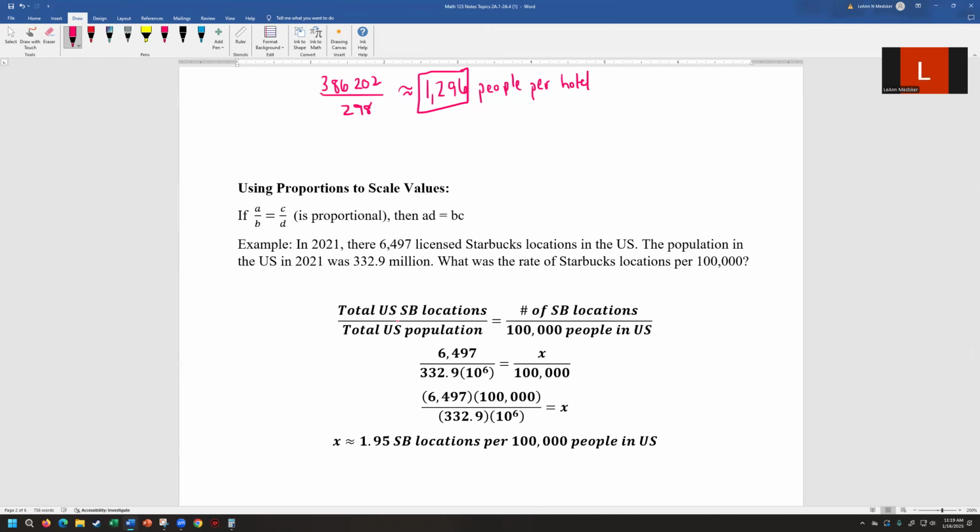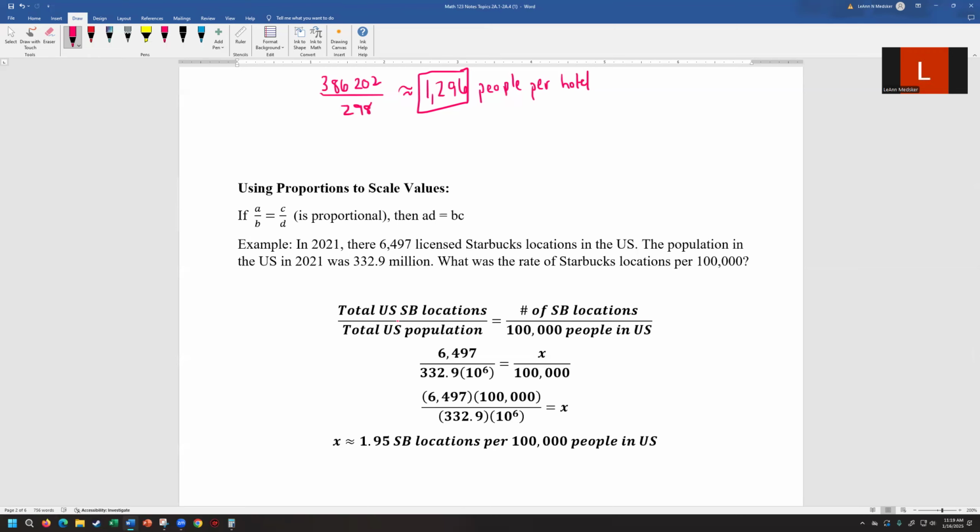Notice this says in 2021, there were 6,497 licensed Starbucks locations in the US. The population in the US at that same time was 332.9 million. What was the rate of Starbucks locations per 100,000 people? Notice we are not trying to figure it out for the whole United States. We're just rough estimating: if a city was 100,000 people, how many Starbucks would we maybe expect to see in that city?